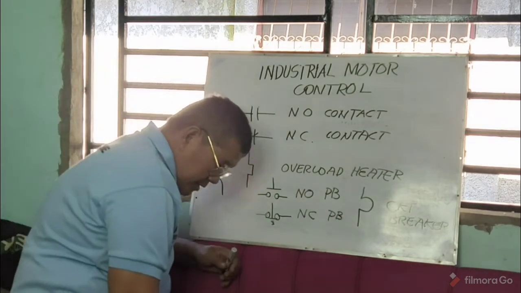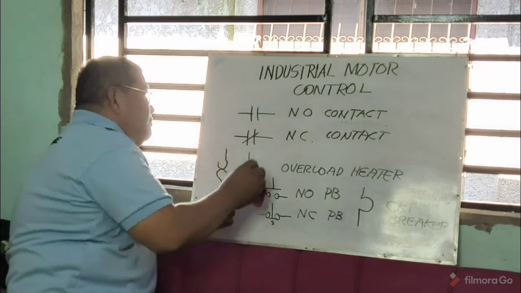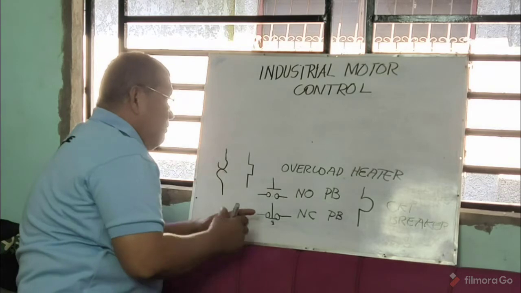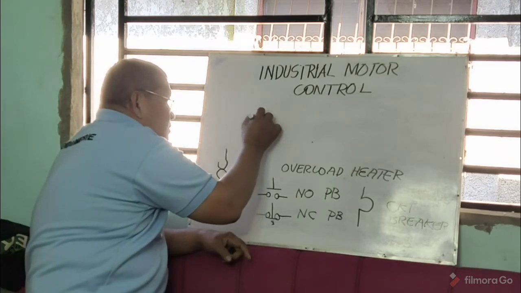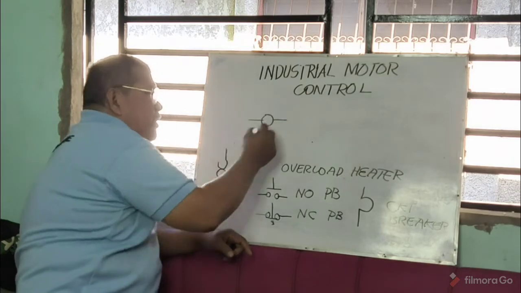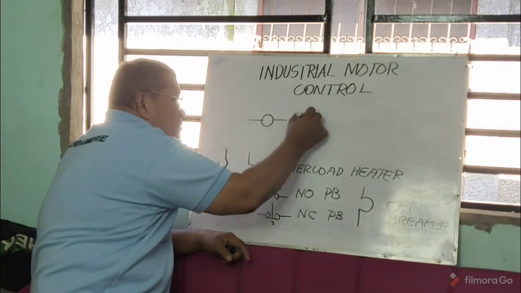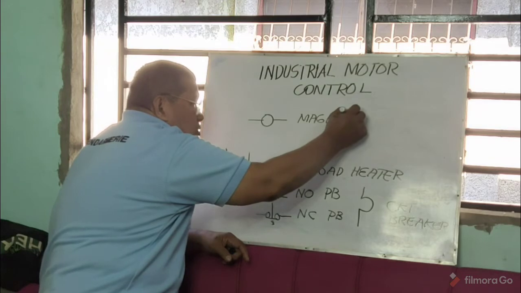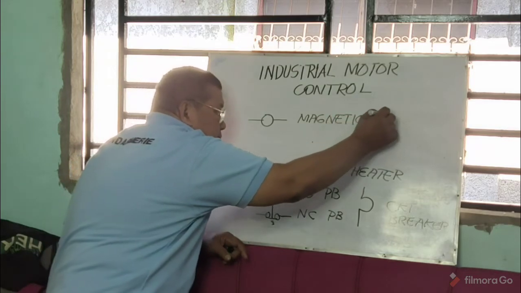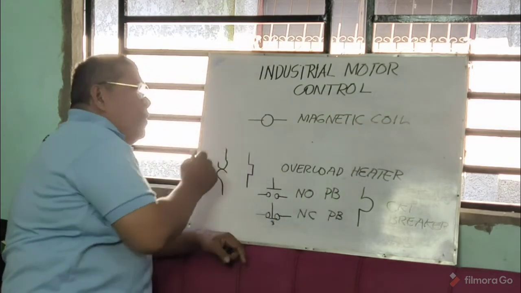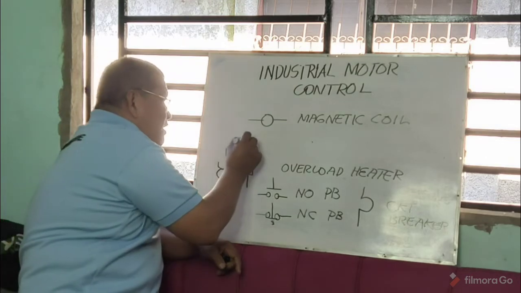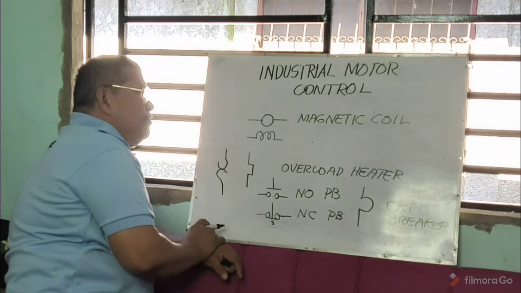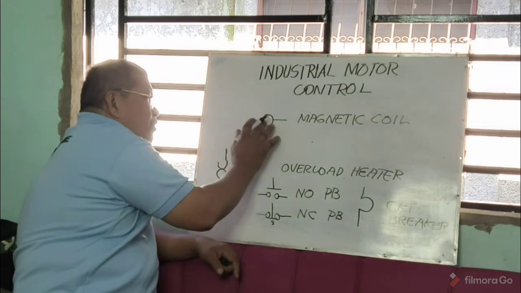Okay? Then we have another one. This is also very important. We have this. So this is what we call a magnetic coil. Magnetic coil. I use this one. Actually, a magnetic coil is like this. But to make it sure, I will be using this.